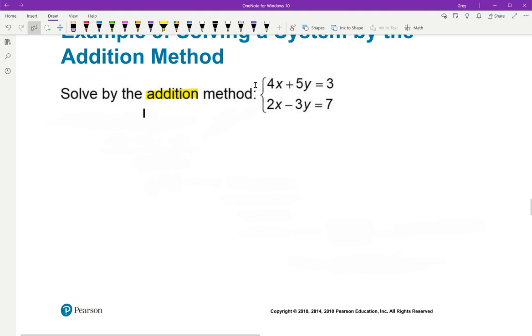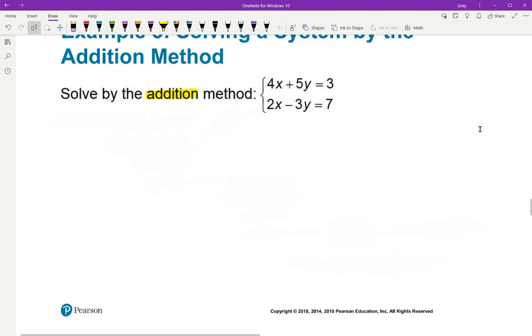So when you look at your system, 4x plus 5y equals 3, 2x minus 3y equals 7. I don't have anything that has just a coefficient of 1. So this is an example of one that it is better to use the addition method. So look at your variables and see if any of them is a multiple of another. Well, 2 goes into 4, so it's going to be easier to make my x's fall out.